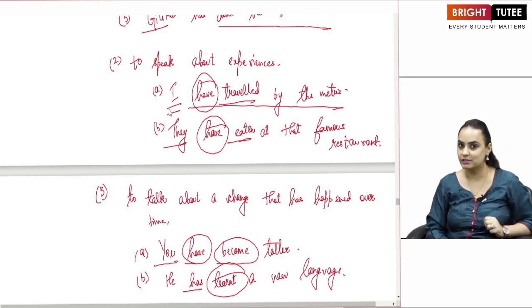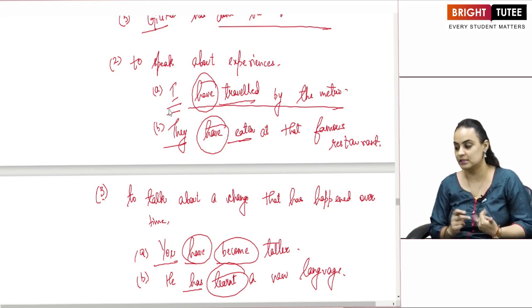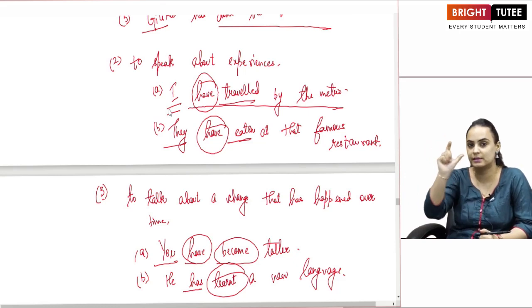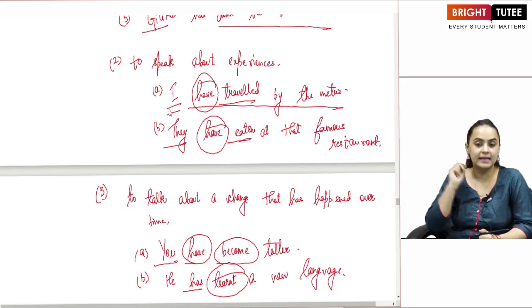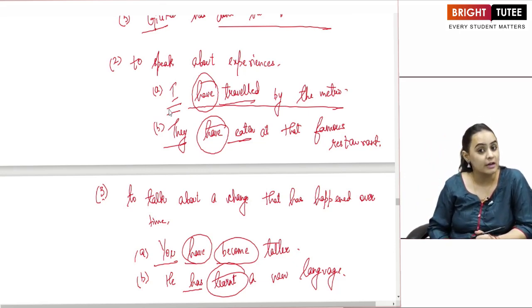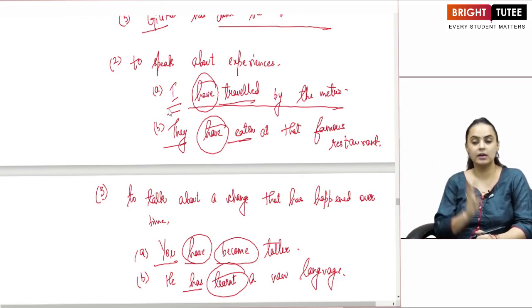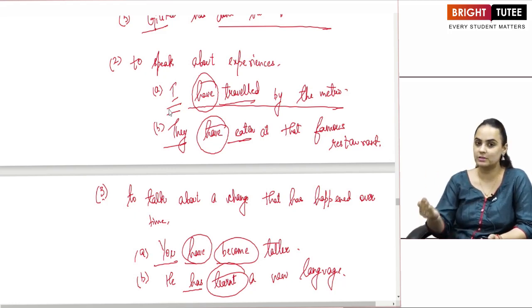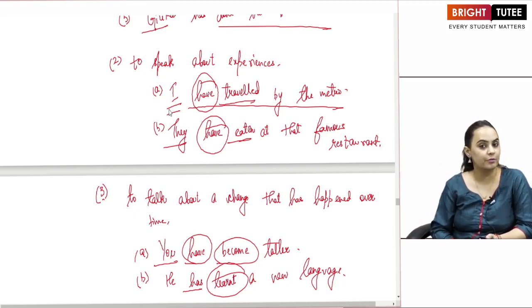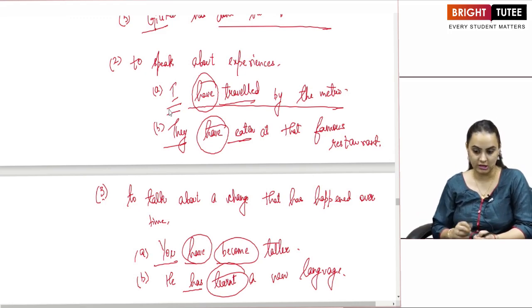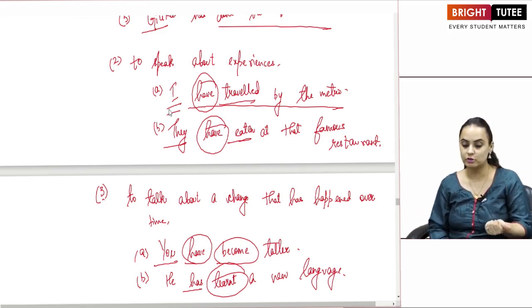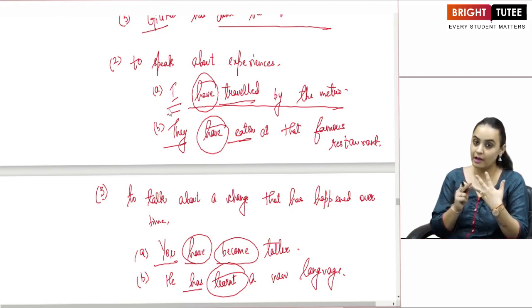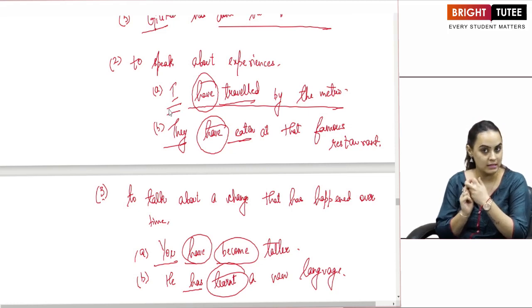So three uses of the present perfect tense. First, it is talking about some action which completed in the past but at a specified period of time. Second, it is used to talk about your experiences. And third, if you are talking about some change that has taken place over a period of time, then we use the present perfect tense to talk about that change. The rule I have already taught you, it is always the subject plus either has or have plus third form of the verb and the object.